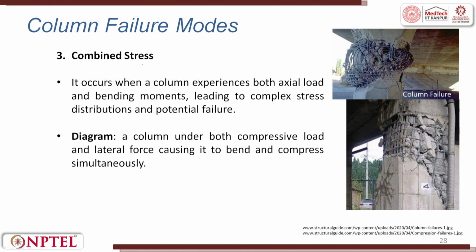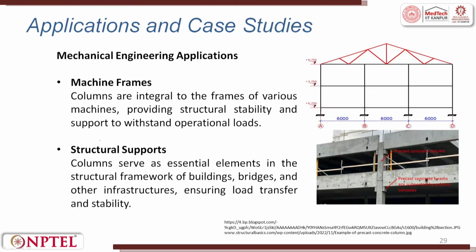Combined stresses are also possible. It occurs when the column experiences both axial load and bending moment, leading to a complex stress distribution and potential failure. Diagram: a column under both compressive load and lateral force, causing it to bend and compress simultaneously, is called the combined stress failure. So, let us now look into two case studies.